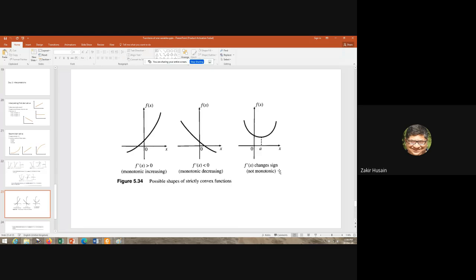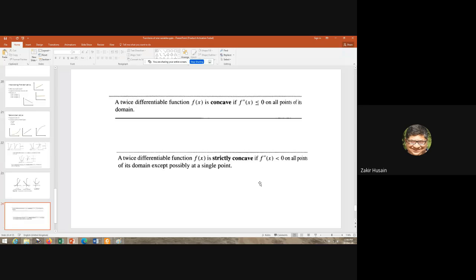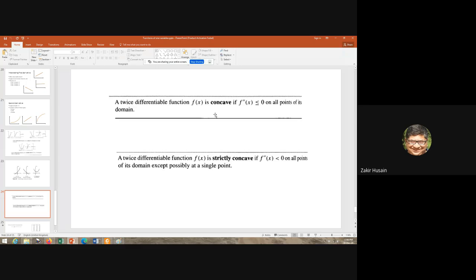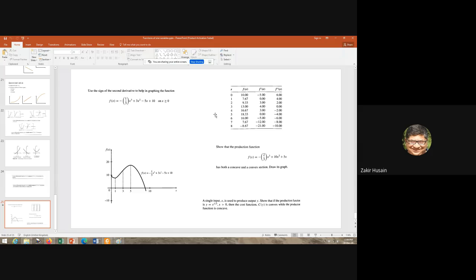So these are possible shapes of the convex functions. The definition of concavity is just similar, the mirror image. So simple concavity is f double prime should be less than or equal to 0, non-positive. And strict concavity implies that the second derivative should be strictly negative. It cannot be equal to 0.